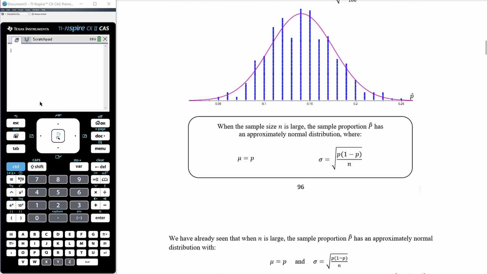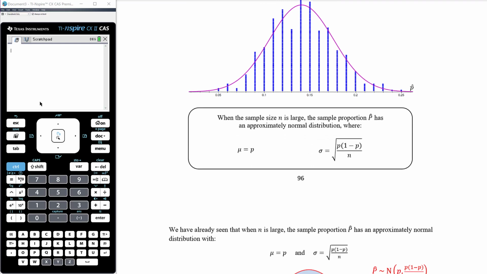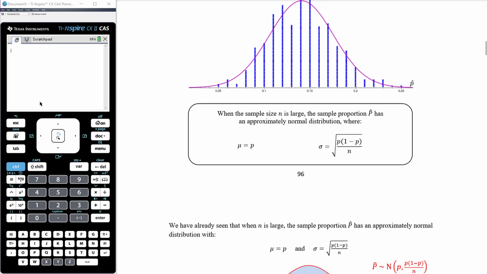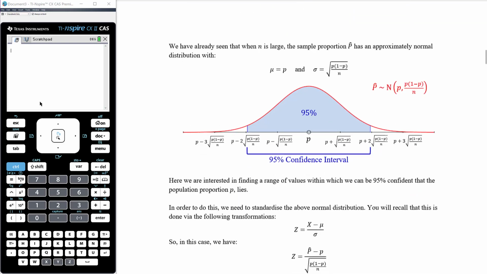So when the sample size n is large, the sample proportion p hat has an approximately normal distribution where the mean is p and the standard deviation is the square root of p times 1 minus p over n. Okay, so unless you were told to approximate with the normal distribution explicitly, you wouldn't. But the point is, what we're leading to is this idea that being able to use the normal distribution leads us to confidence intervals.